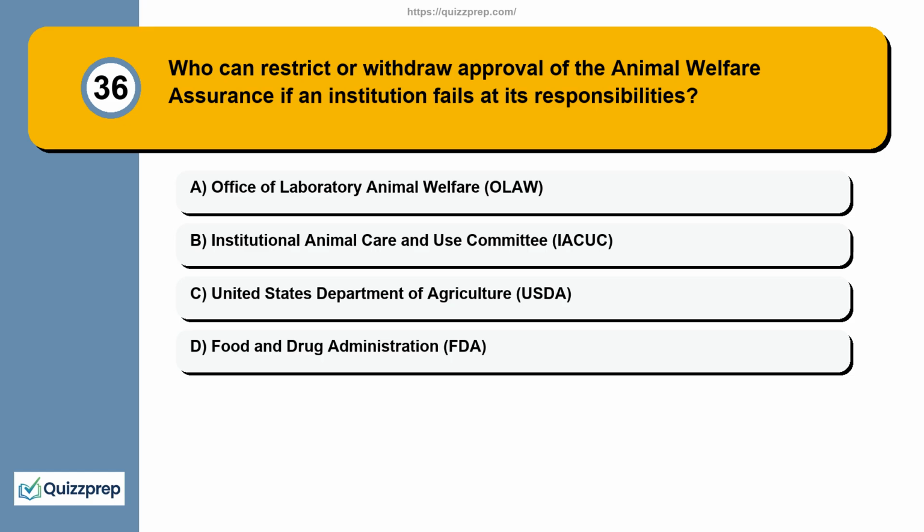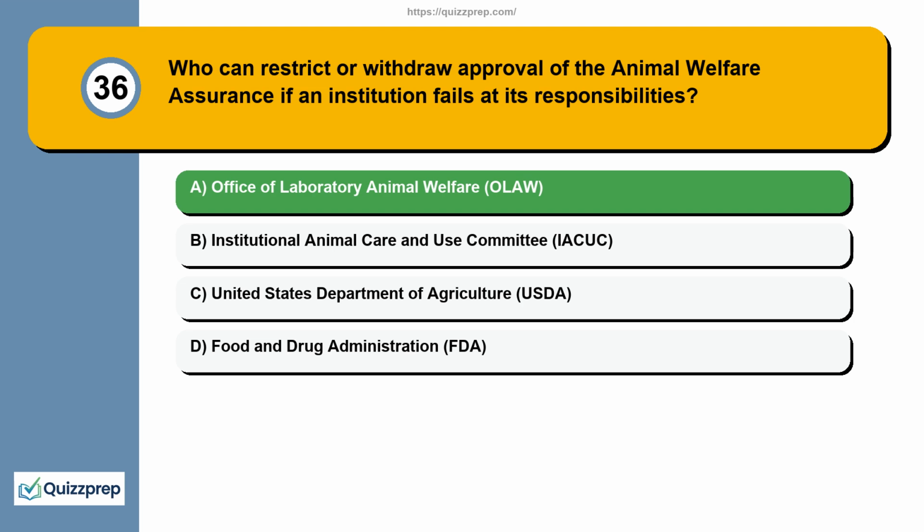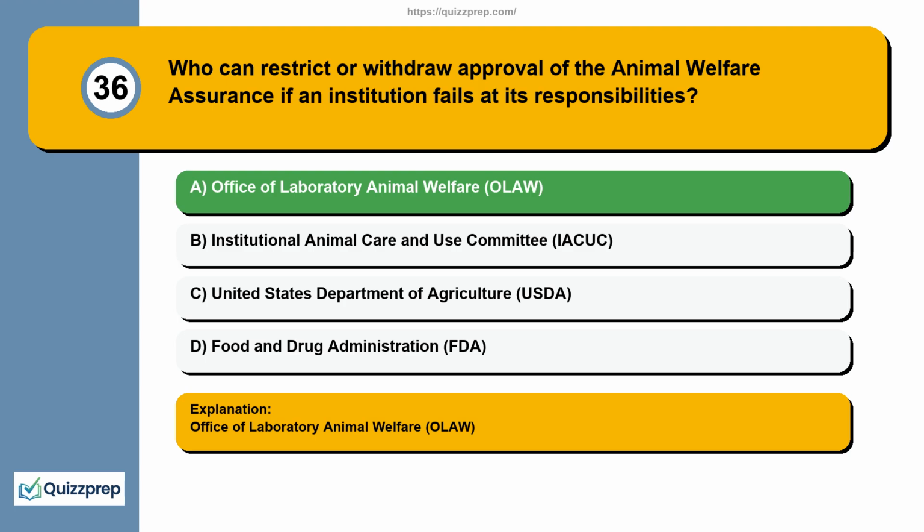Question 36. Who can restrict or withdraw approval of the animal welfare assurance if an institution fails at its responsibilities? Option A, Office of Laboratory Animal Welfare, OLAW. Option B, Institutional Animal Care and Use Committee, IACUC. Option C, United States Department of Agriculture, USDA. Option D, Food and Drug Administration, FDA. The correct answer is option A, Office of Laboratory Animal Welfare, OLAW.